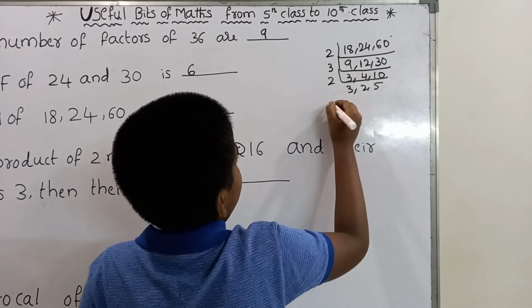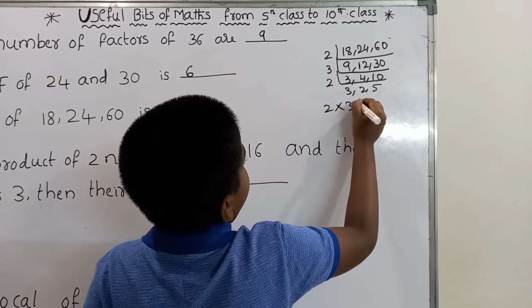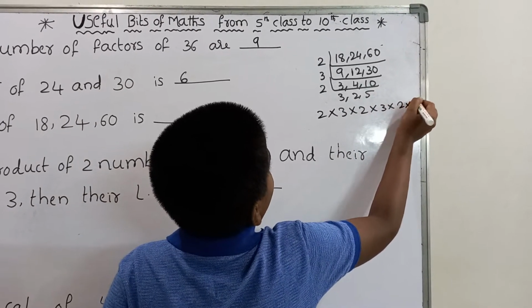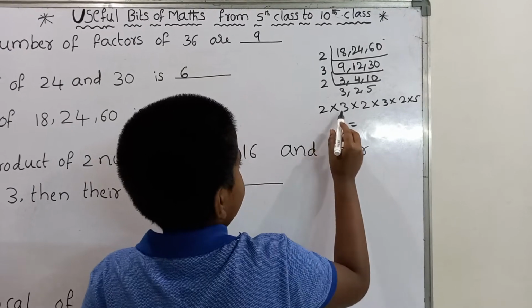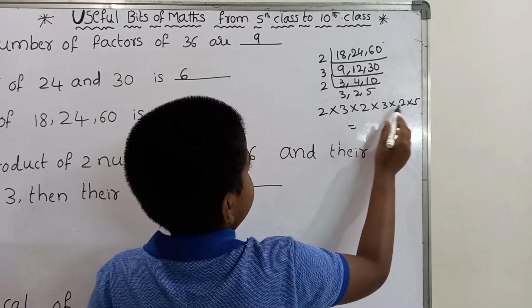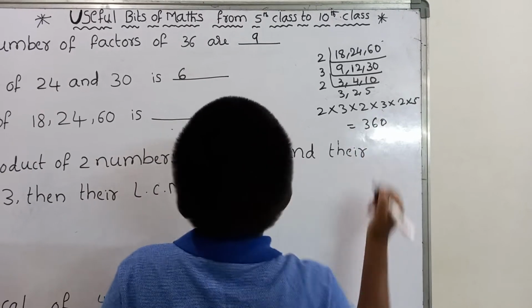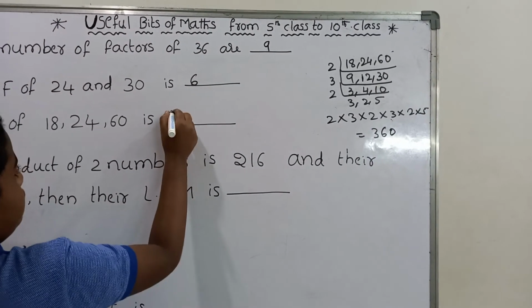So 2 3s are, here we have to write 2 into 3 into 2 into 3 into 2 into 5 is equals to 2 3s are 6, 6 2s are 12, 12 3s are 36, 36 2s are 72 and 72 5s are 360.